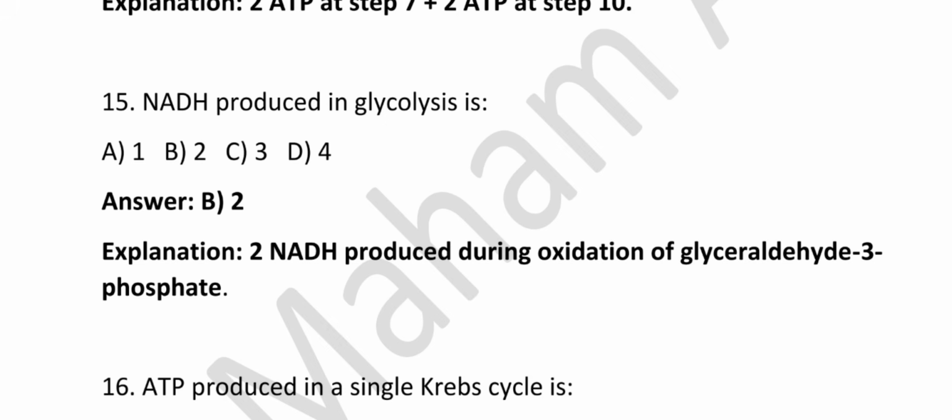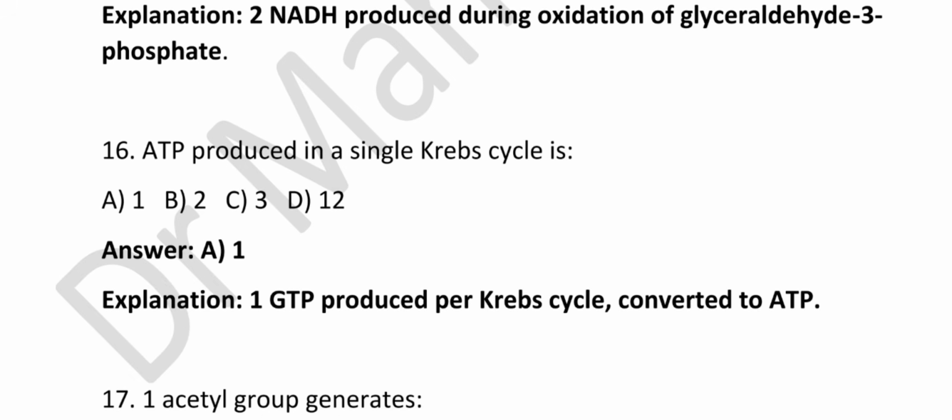NADH produced in glycolysis is, correct answer is option B, that is 2, because 2 NADH are produced during oxidation of glyceraldehyde 3-phosphate. ATP produced in a single Krebs cycle is, correct answer is option A, that is 1, because 1 GTP is produced per Krebs cycle and is converted to ATP.